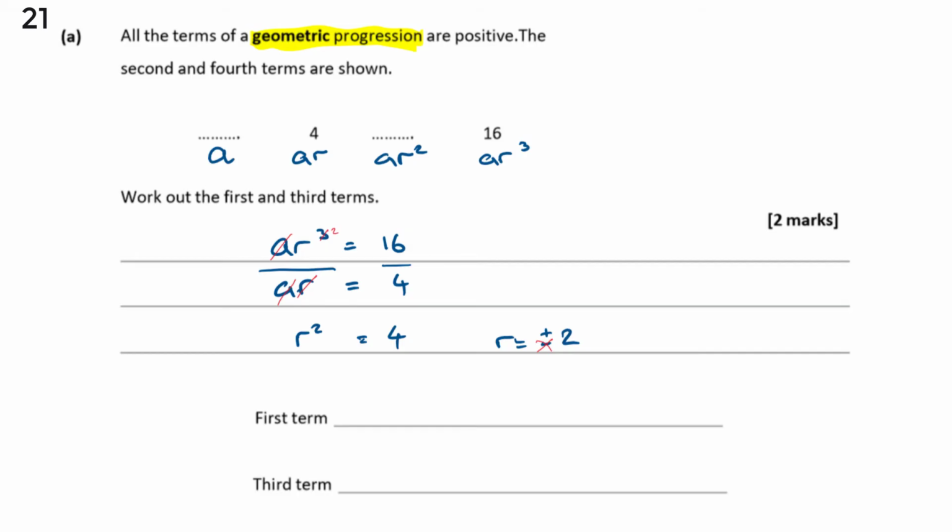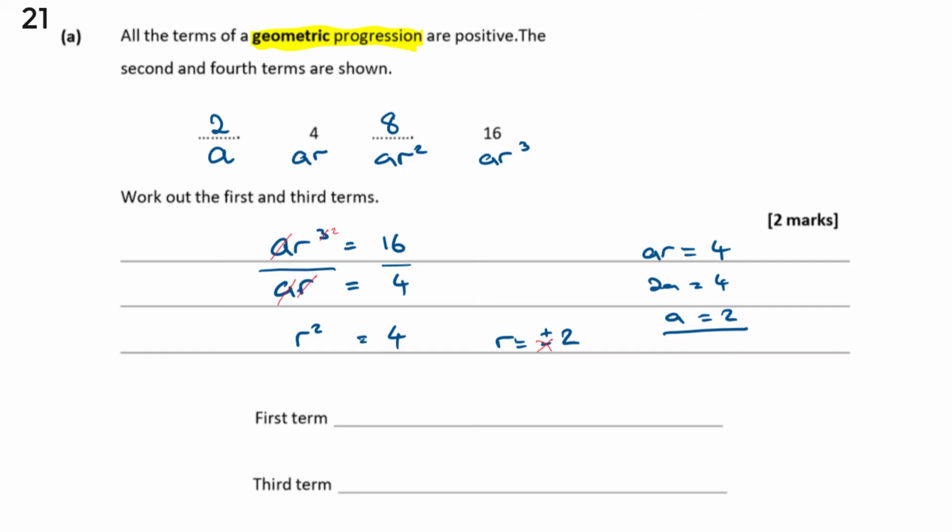What does that make A? From my two equations in A and R, I know that AR is equal to 4, and now that I know R is 2, that means 2A is 4, and that means A is 2. So I know that A is 2 and R is 2. My first term is A, which is 2. Then I multiply by 2 and get 4, multiply by 2 again to get 8, and again to get 16.